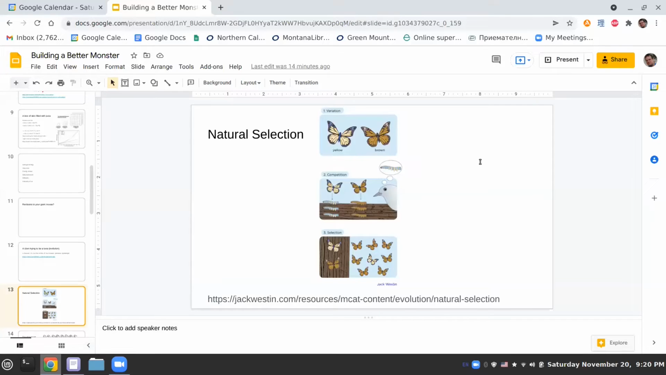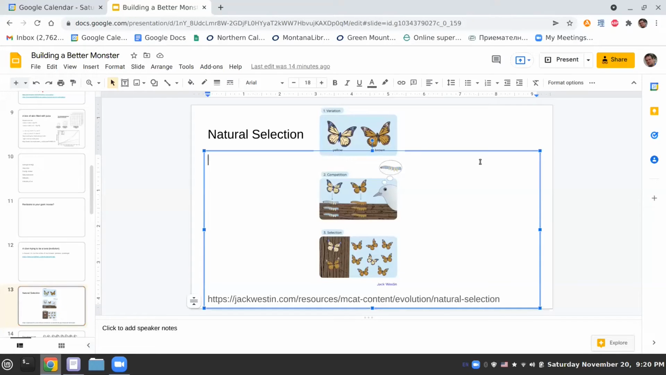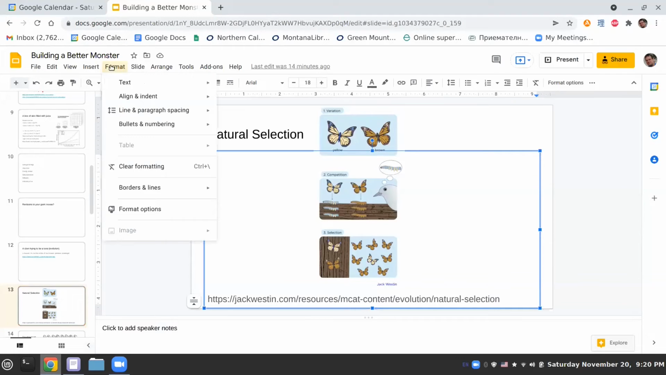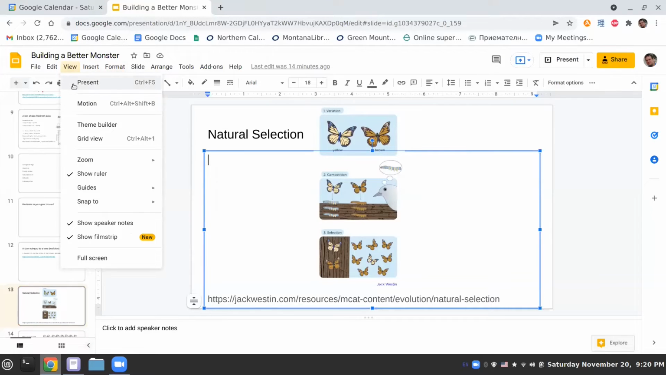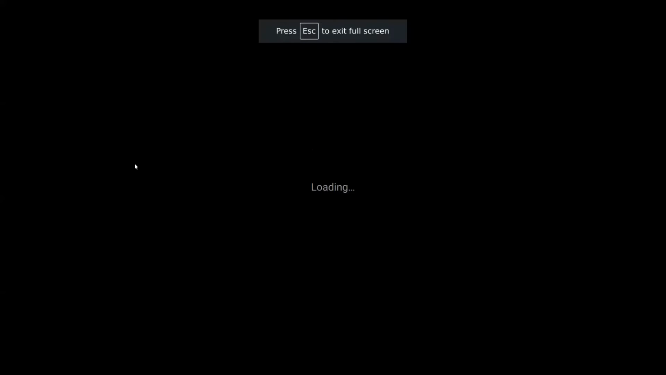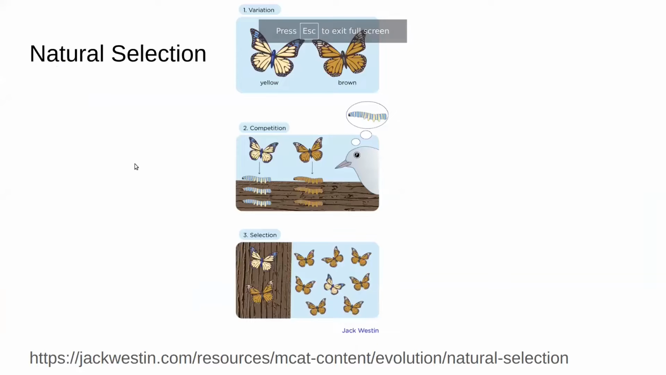Okay, so we've talked about the biomechanics, the physics of creature creation, but now let's talk about evolution. So how do you get there?